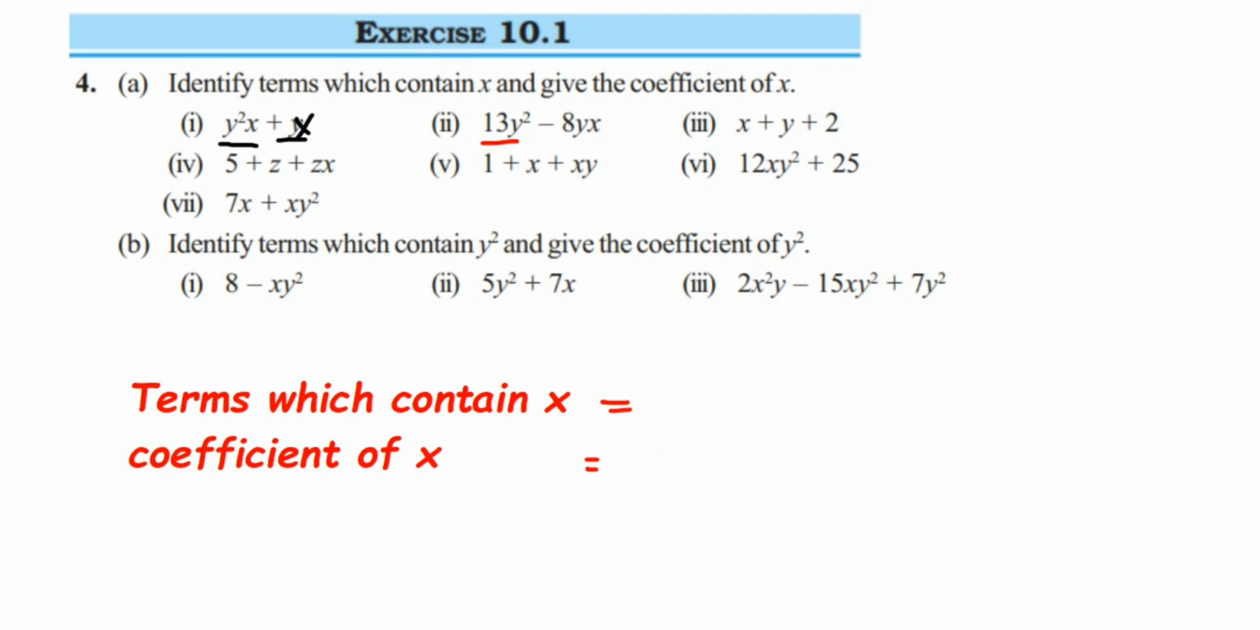The next one is problem C, the third problem, which is x plus y plus 2. We should not take y, and 2 is a constant, so we should not take it. We take only the first term, which is x. The coefficient of x is nothing but, there's no number present. That means the coefficient of x will be 1, because this term x can also be written as 1 into x. If you don't see anything, it means 1 is present, so 1 will become the coefficient of x here.